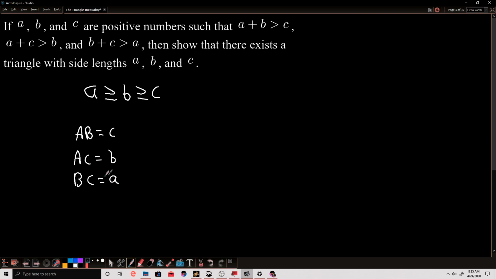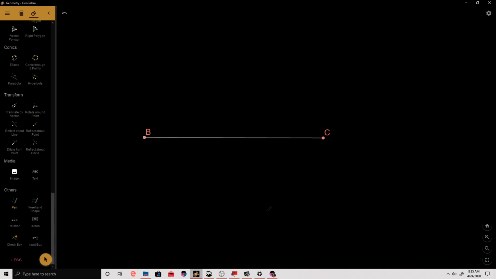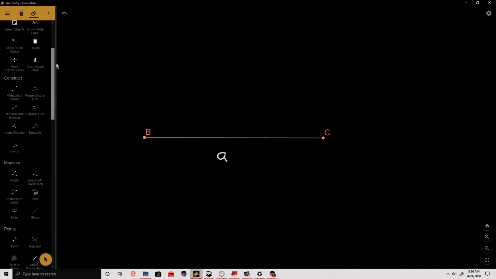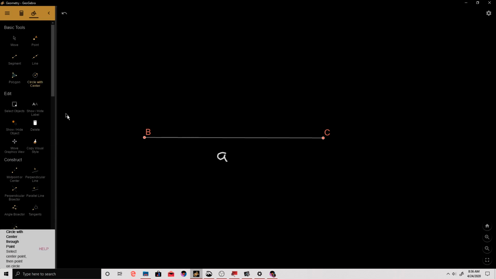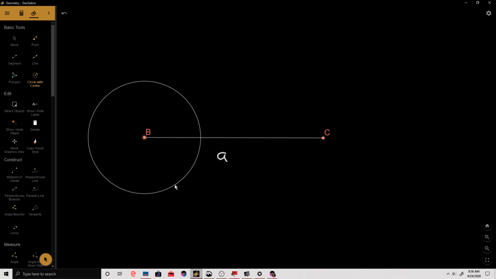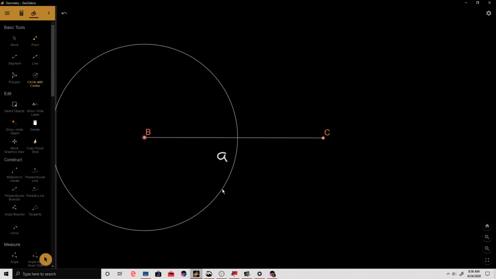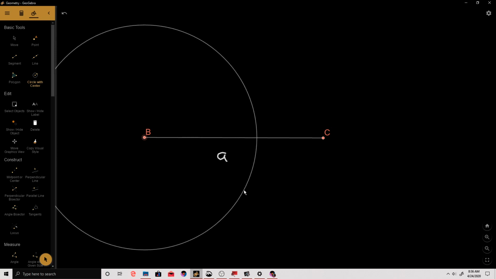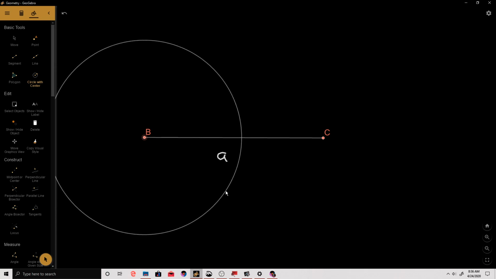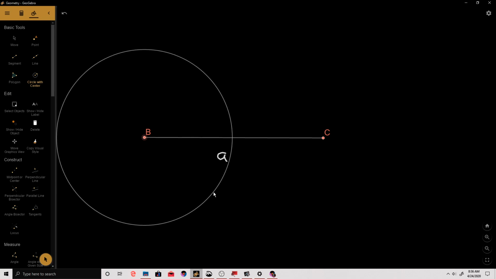We know A is the largest length, so let's start off the problem with this length here, BC, which we called lowercase a. Then we know that whatever point that uppercase A would be on has to be located on the circle that has a center at B and a radius of, what do we say? BA is lowercase c, so that would be the smaller one. So somewhere around here.